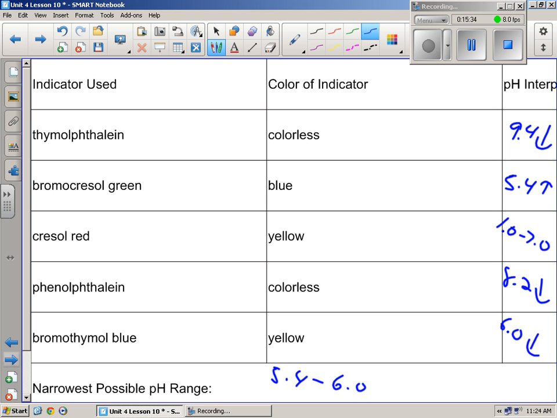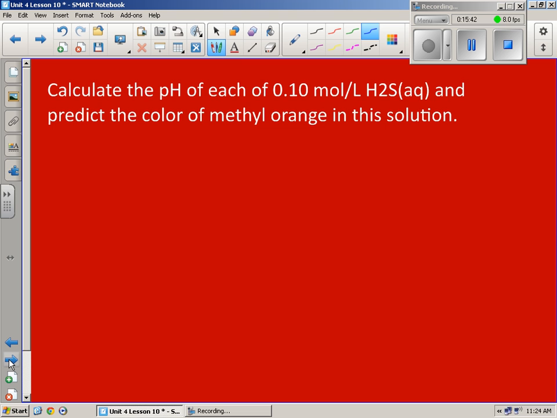Is it between 1 and 7? Yep. Is it below 8.2? Yep. Is it below 6.0? Yep. So that's the narrowest pH range we can get. Okay? All right. Then we get to questions like this.